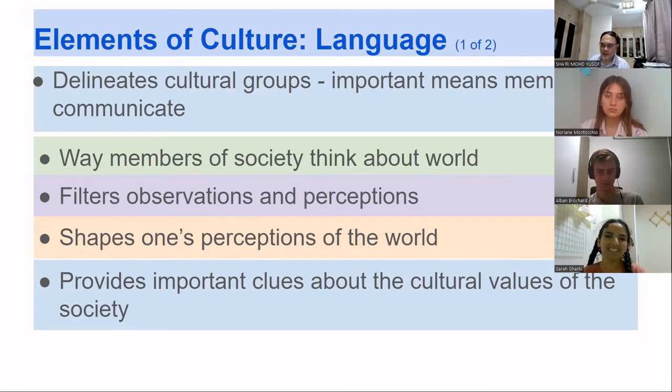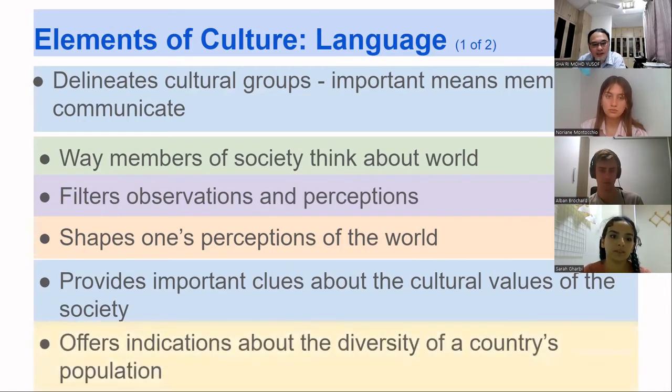Okay. But anyway, language is actually something which, the book mentioned, there are 3,000 languages and 10,000 dialects worldwide. Okay, 10,000 dialects. Even the Arabic language has various dialects, right? Very, very different from the original, or even Quranic Arabic. And also another thing is that it offers indications about the diversity of the country's population.